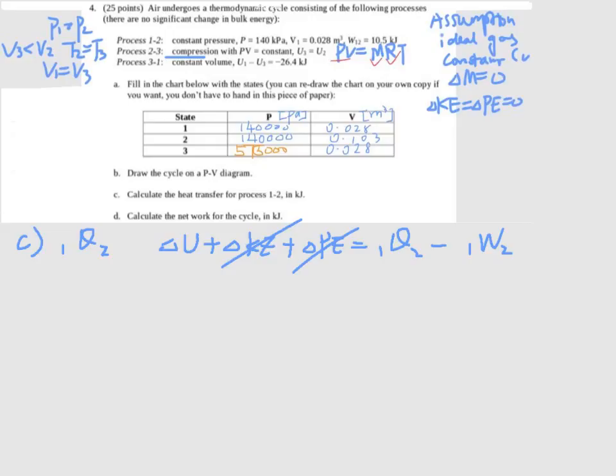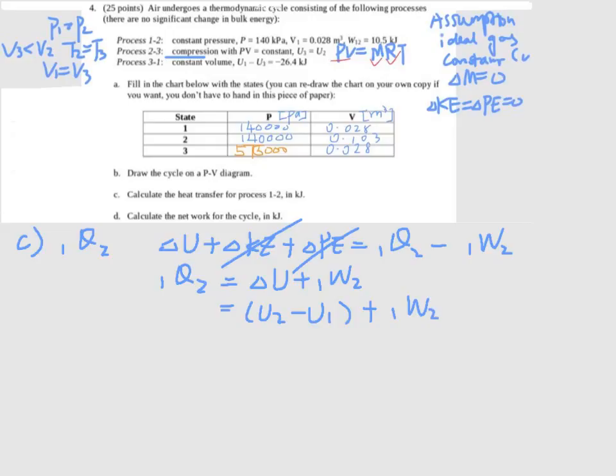So we can rearrange this equation. Q12 is just delta U plus the work from 1 to 2. Okay, and we can now expand this delta U into U2 minus U1, and then plus our work from 1 to 2.